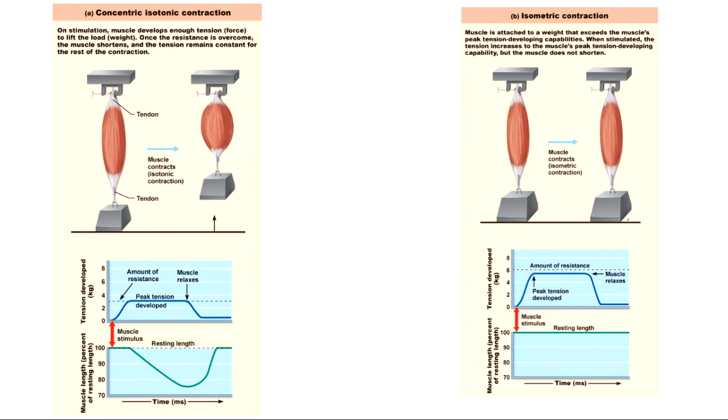Examples of these would be lifting grocery bags or lifting an object, which would be an example of an isotonic contraction. Carrying grocery bags without lifting them would be an example of an isometric contraction. So you should know the difference between isotonic versus isometric.